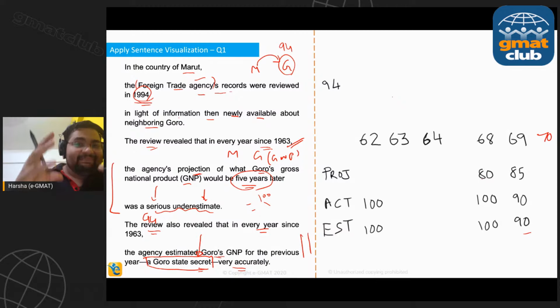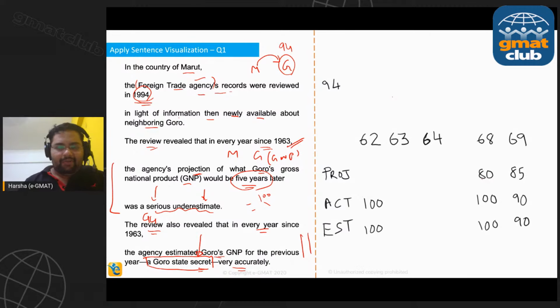And that, by the way, is visualization. The minute you understand it's a state secret, that's why even the past is an estimate. God only knows what the real GNP was. You have to estimate it. I hope, Nazanin, that answers your question. It's a very good question. And that for me is also hardcore sentence visualization. If you did that, you would maybe not have got confused on that point. So this is how I visualize this particular question and this particular passage.